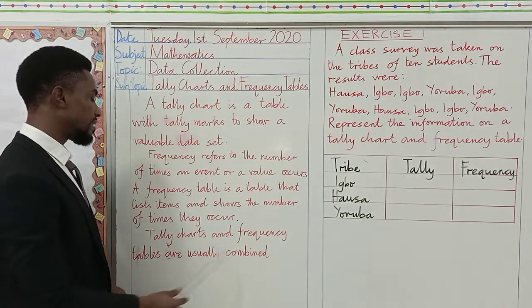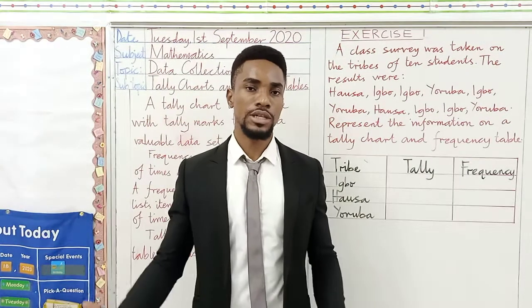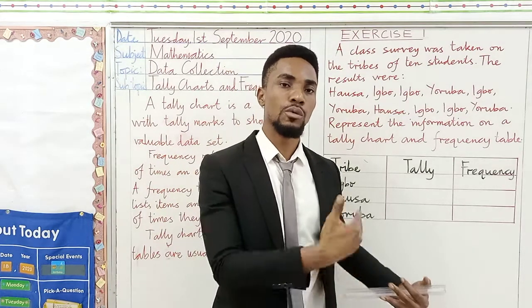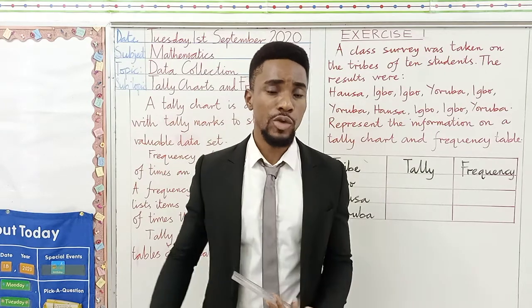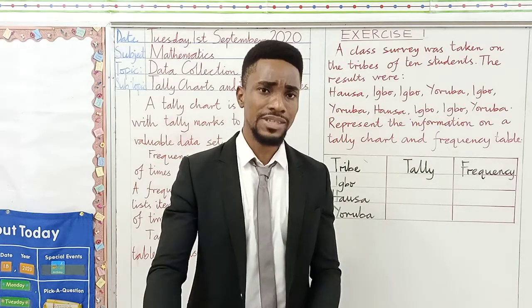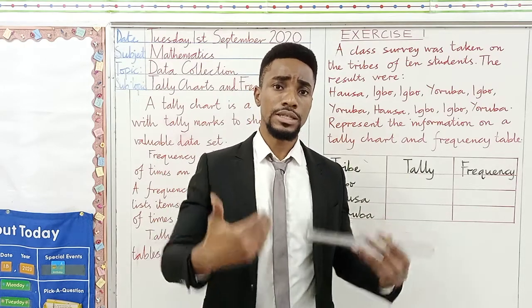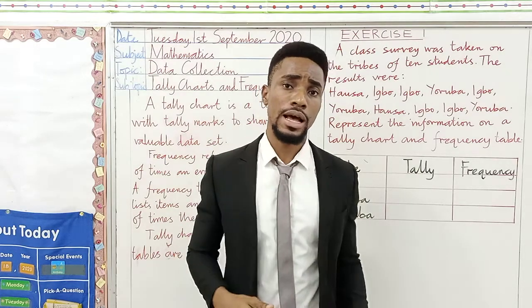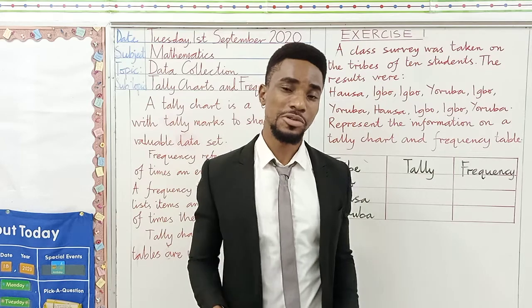Also, tally charts and frequency tables are usually combined, since the tally chart contains the items and the tally marks, which show how many times the item occurs, and the frequency table also shows the items and the frequency. Most times you combine the tally chart and the frequency table into one, as it will be shown in the example I'm about to show to you.